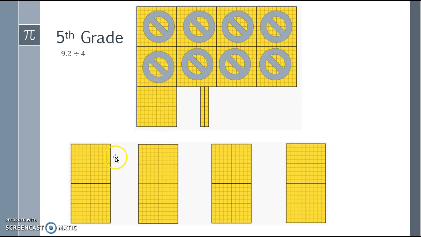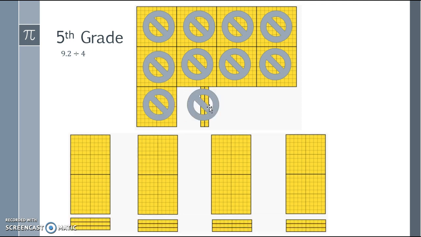But I don't have enough flats to evenly distribute into each group. So I'm going to turn these flats into 10, 11, 12 longs. And I'm going to distribute my 12 longs into 4 groups so that each group gets 3 longs. Therefore, each group has 2 whole units and 3/10.